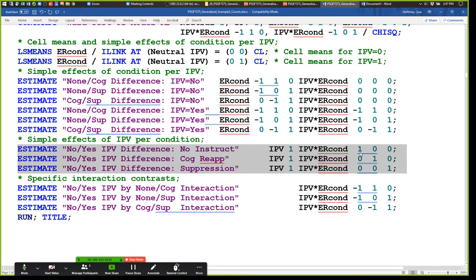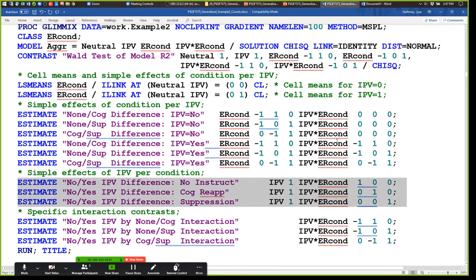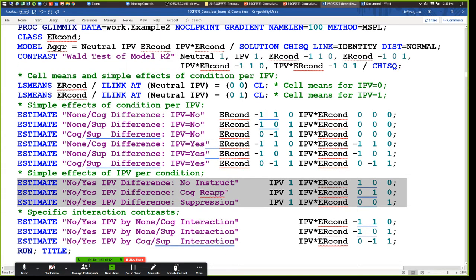So group is the moderator. I'm saying 1 if I want it for that group and 0 if I don't want it for that group. But we're not done yet. So we have basically all pairwise comparisons of interest right now. That's what we've got. But that doesn't answer the interaction question. Interactions are differences of differences.